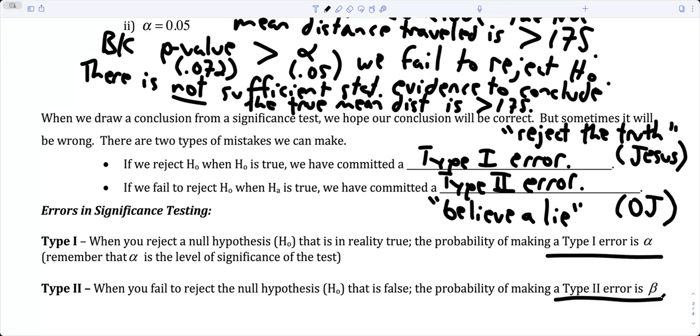However, I want you to think through, what are the consequences of making a type 1 error? And what are the consequences of making a type 2 error? Well, the answer to that is, it depends. Which one is worse? That also depends. Okay, so what is worse? We imprison an innocent person?